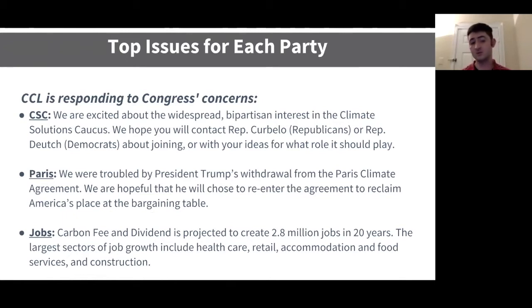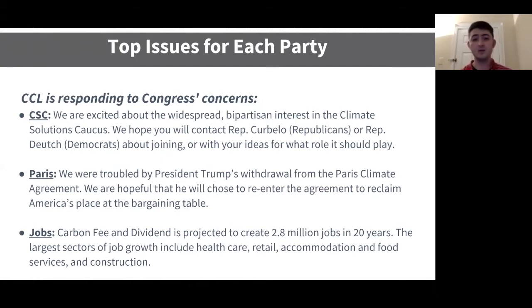The next most frequently brought up topic was Paris, and this is specifically Trump's pullout of the Paris Agreement. And what you can say here is that CCL, we were troubled by President Trump's withdrawal from the Paris Climate Agreement. We're hopeful that he will choose to re-enter the agreement to reclaim America's place at the bargaining table.